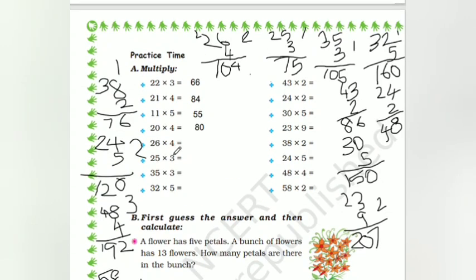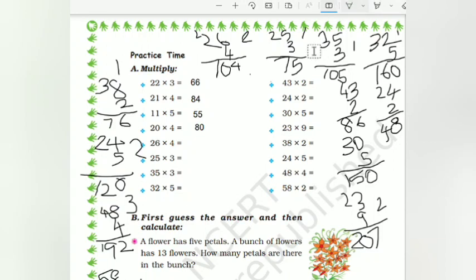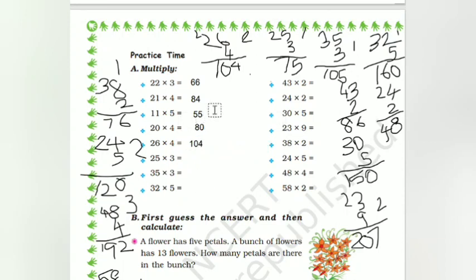So we can write the answers one by one. Okay. 26 multiplied by 4, how much is it? It is 104. Next, 25 multiplied by 3. It is 75. 35 multiplied by 3, 105. 32 multiplied by 5, 160.